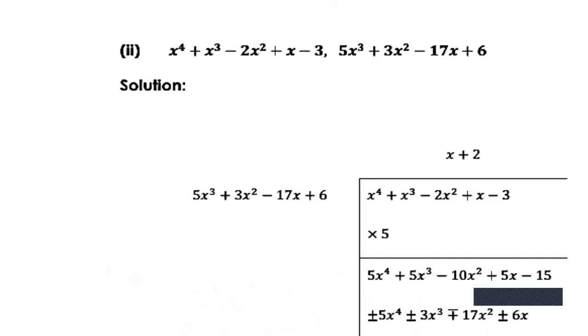Our next question is the second question. x power 4 plus x cube minus 2x squared plus x minus 3, and the second term is 5x cube plus 3x squared minus 17x plus 6.